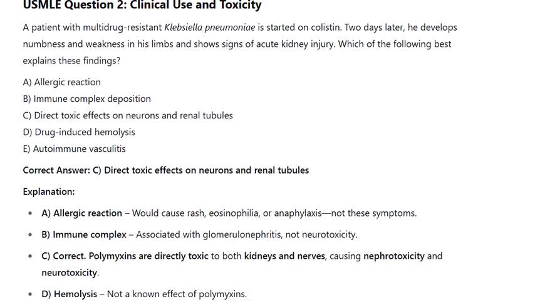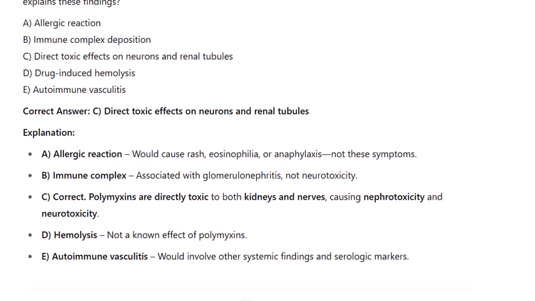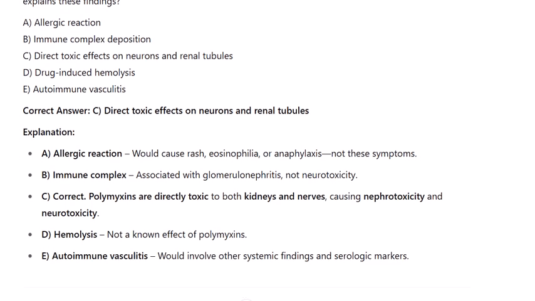D. Hemolysis, not a known effect of polymyxins. E. Autoimmune vasculitis, would involve other systemic findings and serologic markers.